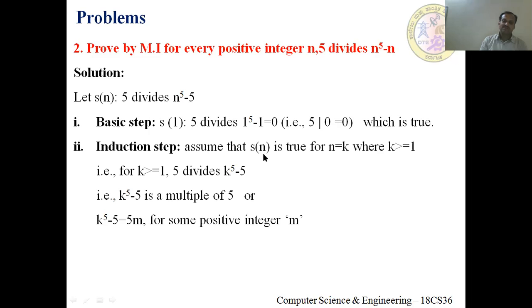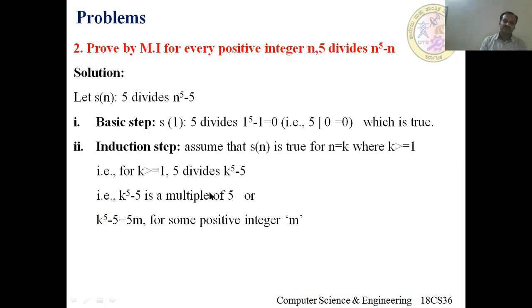In the induction step, we assume that S of n is true for n equal to k, where k is in the set of all positive integers, for k greater than or equal to 1. In the problem itself, this is given for every positive integer. Positive integer means k should be greater than or equal to 1. I can write 5 divides k to the power of 5 minus k, replacing n by k.